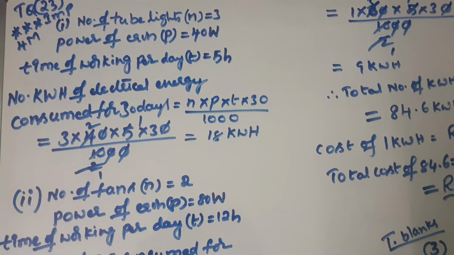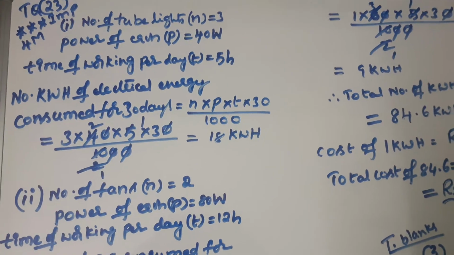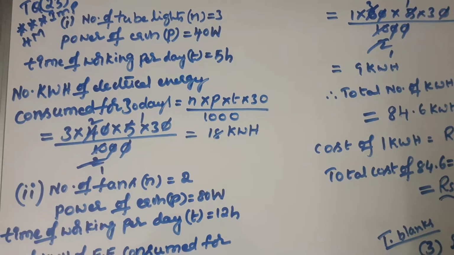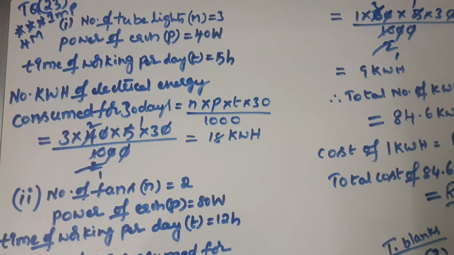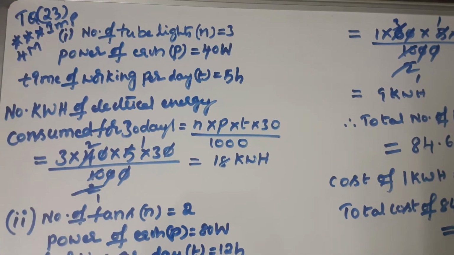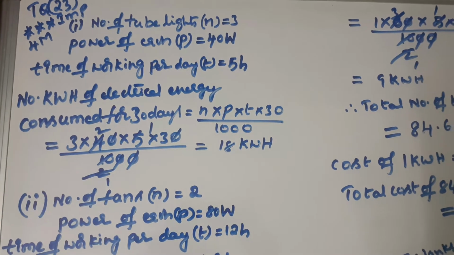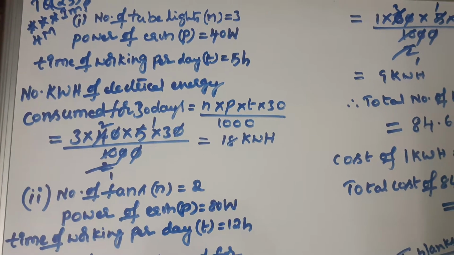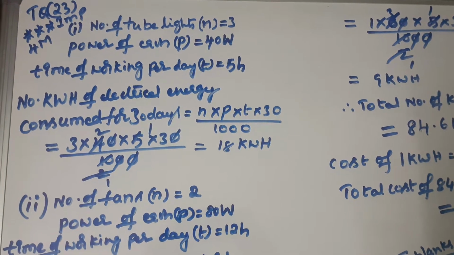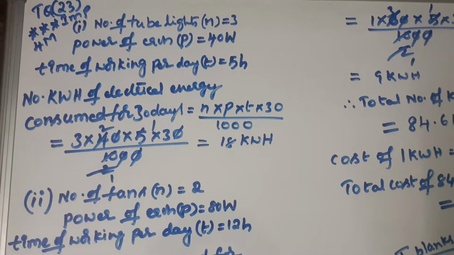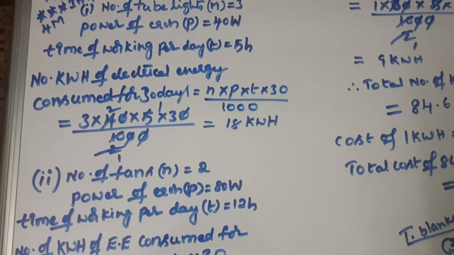Now we want to calculate the total amount of electrical energy in the form of kilowatt hours for 30 days, and the cost, that is, the total amount of electricity bill for 30 days. So number of tube lights 3, power P is 40, and time of working per day 5 hours. Number of kilowatt hours of electrical energy consumed for 30 days, students: number of tube lights into power of each tube light into time of working per day T into 30 by 1000. So on calculation we can get 18 kilowatt hours.